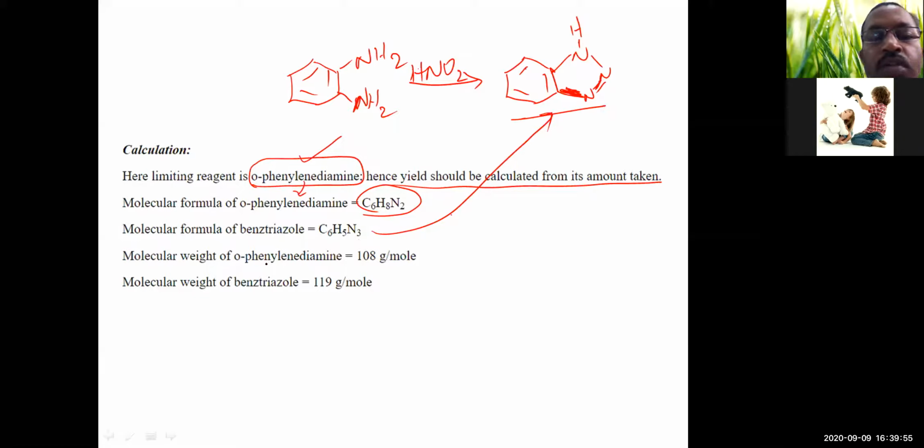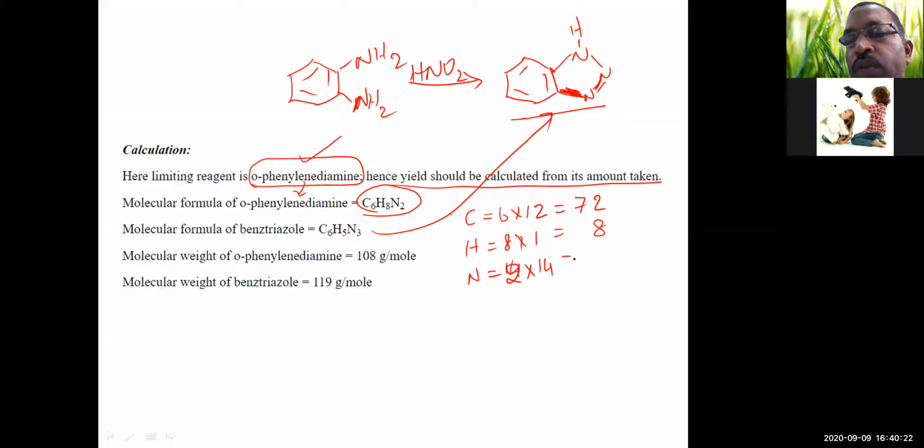And the molecular weight of orthophenylene diamine is 108 grams per mole. So how do we get it? There are 6 carbons into atomic weight of carbon 12, which is 72. There are 8 hydrogens, and atomic weight is 1, so you have 8. And then 2 nitrogens into atomic weight 14, this is 28. So 72 plus 8 plus 28 gives 108. So this is how we get the molecular weight of orthophenylene diamine.